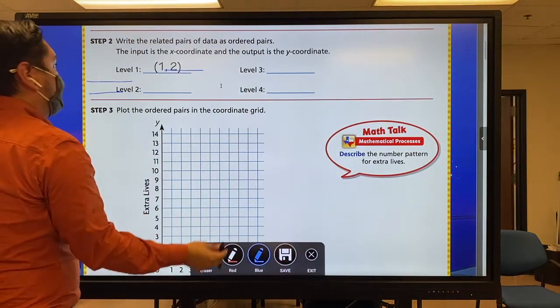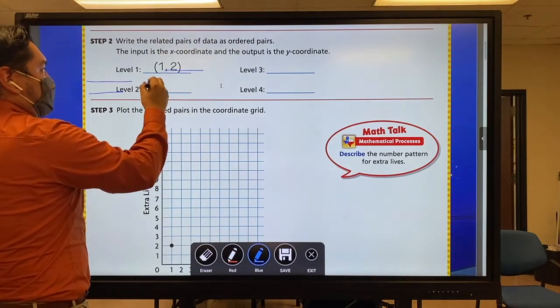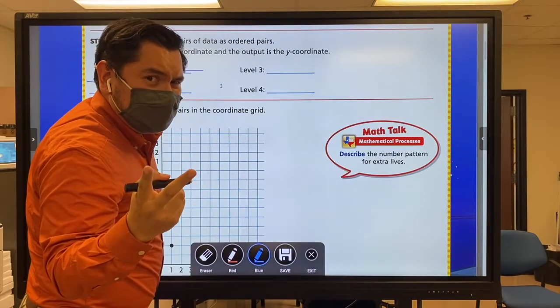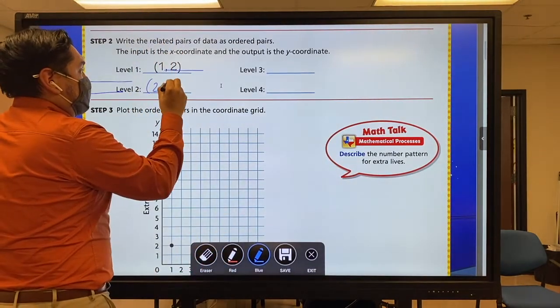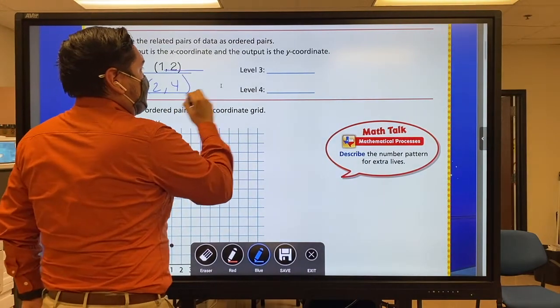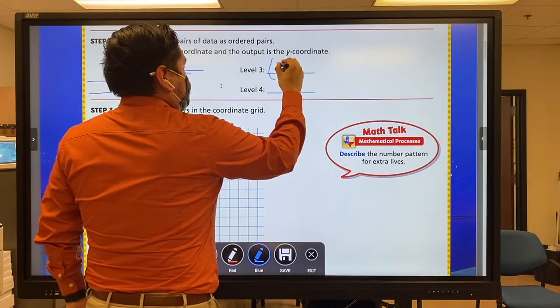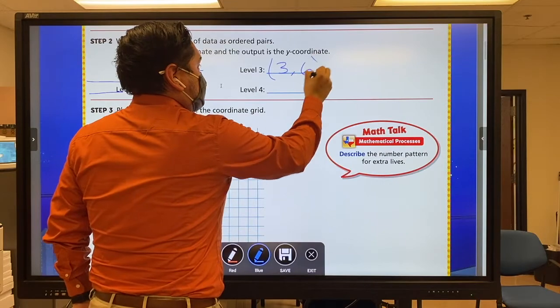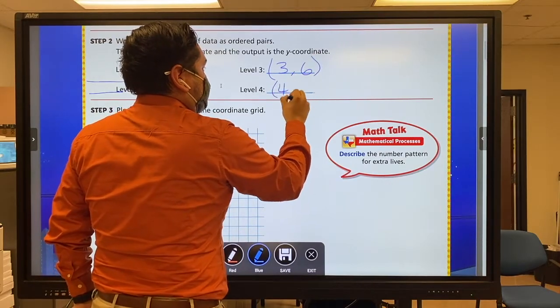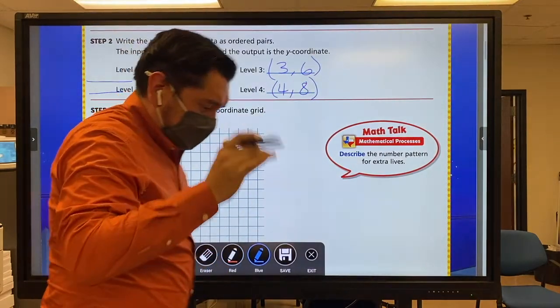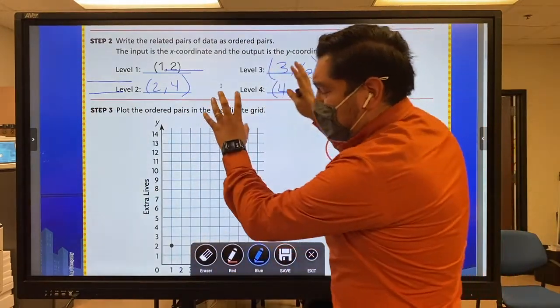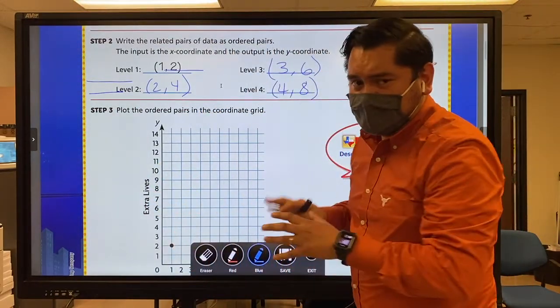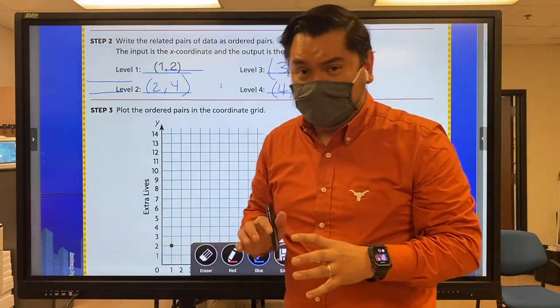And let me write these here again. 1, 2, what was the second one? That's right, 2, 4, then 3, 6, and 4, 8. Now, I got my ordered pairs. I'm gonna plot those here on the coordinate grid.